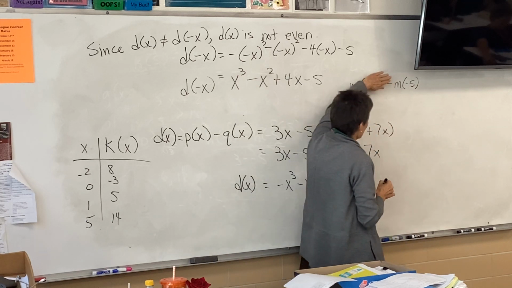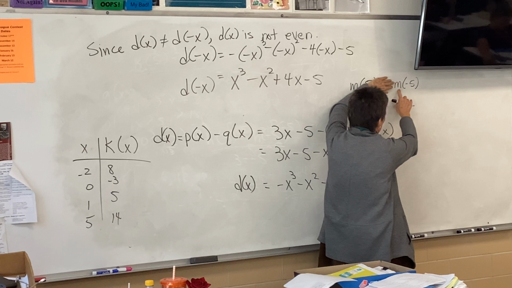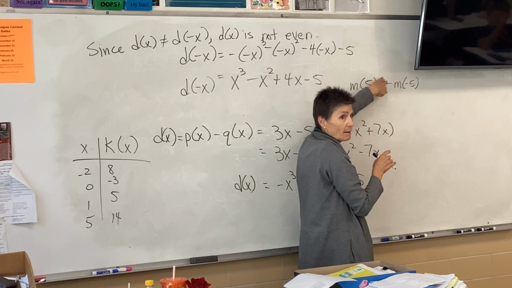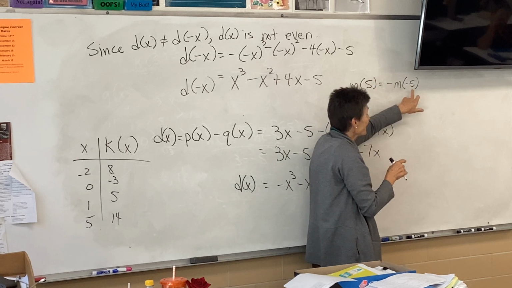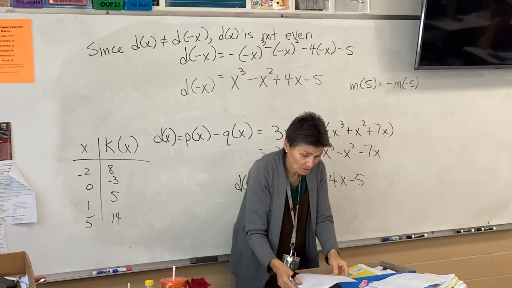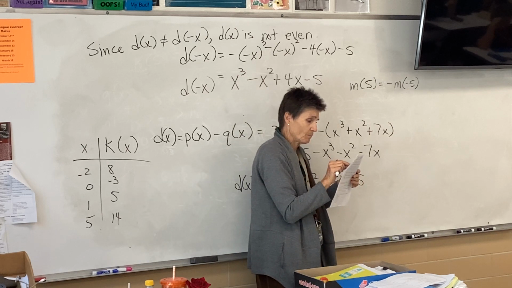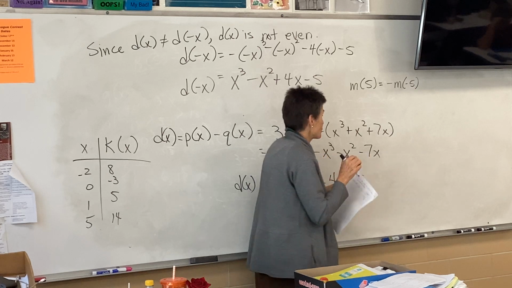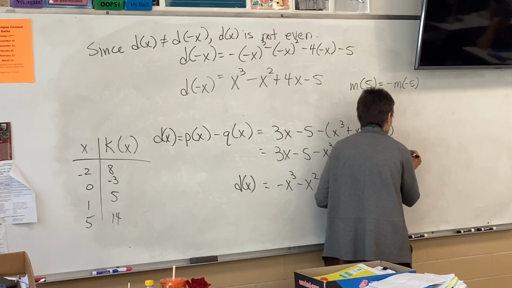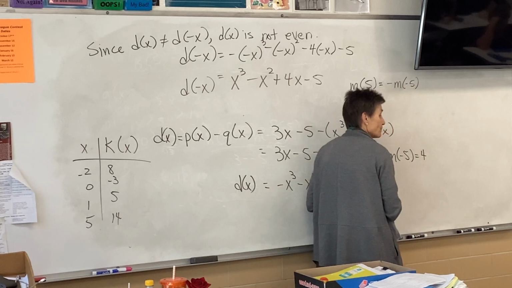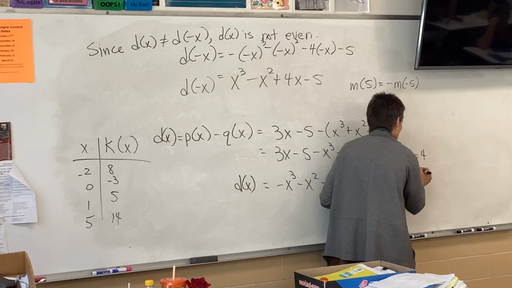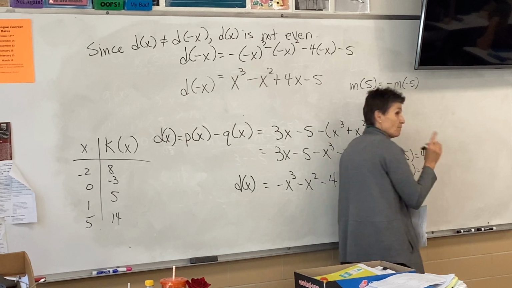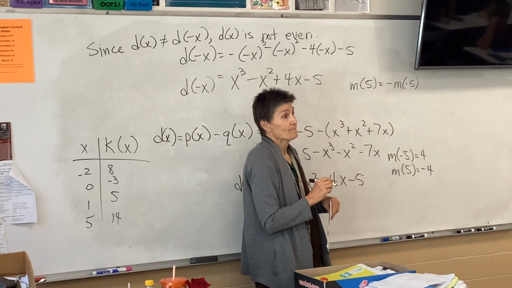So I want you to think about that for a second. Odd means that if you put in a negative, you get out a negative, correct? That's what odd means. Okay, what do I get at negative 5? What is my function value at negative 5? 4? So if m of negative 5 is 4, then m of positive 5 is going to have to be negative 4, if the function is odd.